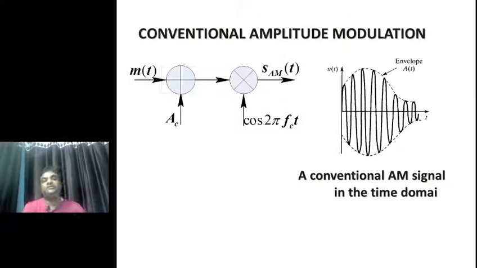Then again I try to explain what is the conventional AM. Then we move to different types: what is the double sideband suppressed carrier AM, what is the vestigial sideband amplitude modulation, what is the single sideband amplitude modulation.